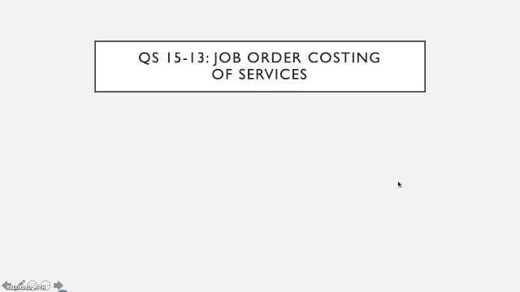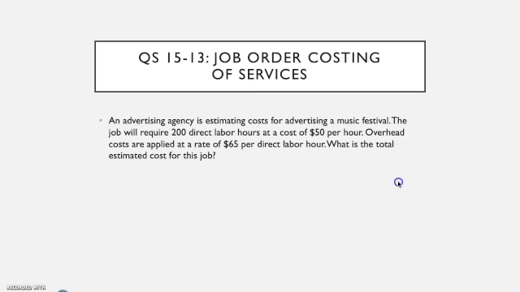The next pre-assignment, QS 15.13, relates to job order costing of services. The problem states an advertising agency is estimating costs for advertising a music festival. The job will require 200 direct labor hours at a cost of $50 per hour. Overhead costs are applied at a rate of $65 per direct labor hour. What is the total estimated cost for this job?